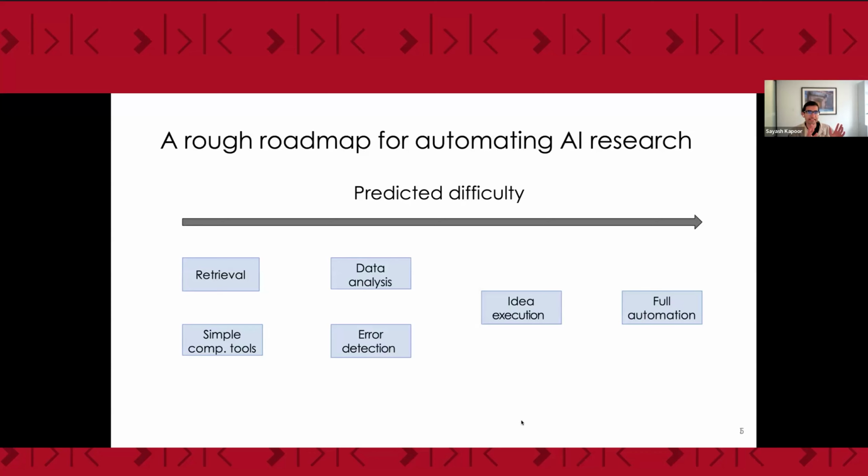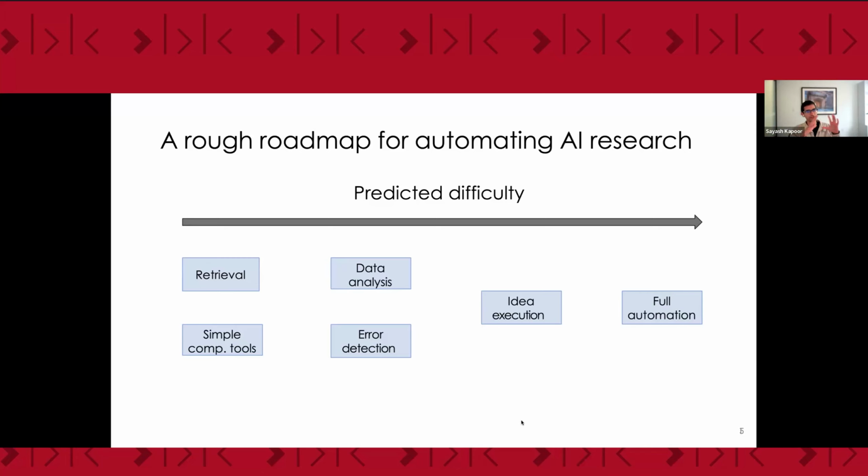In fact, this is what I see as a rough roadmap for automating AI research. Right now, we are at the lowest levels of difficulty along this gradient. We have tools that can help retrieve, we have simple computational tools, but we don't yet have automated data analysis and error detection tools. And the higher levels of difficulty on this task, things like executing on ideas independently, and perhaps even fully automating most or all of AI research, are far down the horizon.